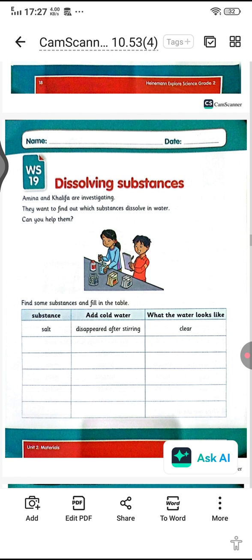Salt, disappearing after stirring and clear. Salt, take tang, disappearing after stirring and clear. Then sugar, disappearing after stirring and clear. Then take some washing powder, dissolved, disappearing after stirring, and unclear water. Put flour, stir, and it will be unclear water you will get.